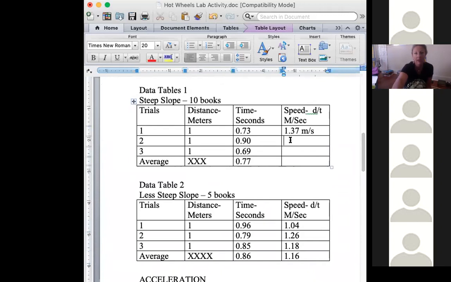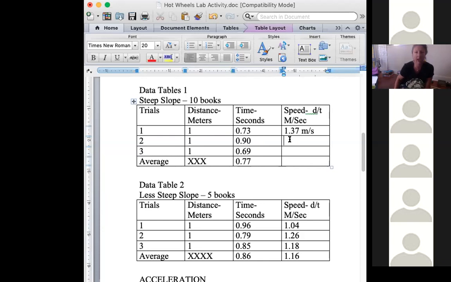So 1 divided by 0.90 is going to give us our speed for trial 2. So guys, do this with me. Get the practice with it because it's important for you to practice, since you're not really liking answering the questions for me in front of class. Some of you are, and thank you so much for doing that. But please do this so that you get the practice in.